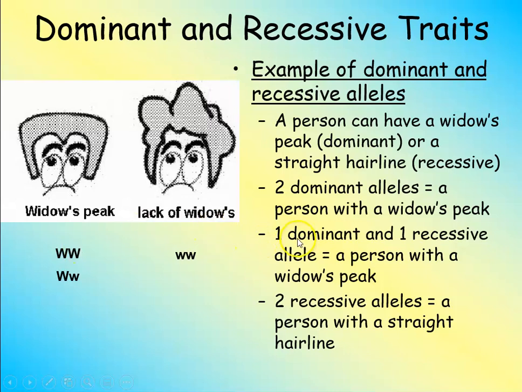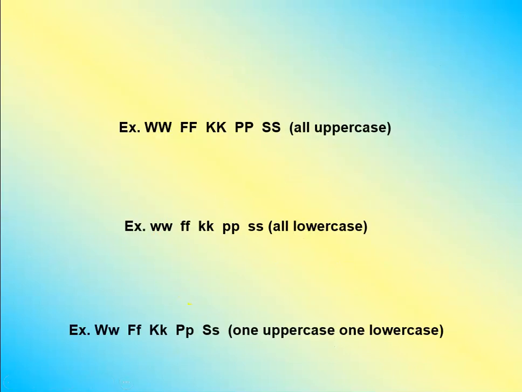If a person has 1 dominant and 1 recessive allele, the person will have a widow's peak because we have a dominant allele right here present, and that is overpowering that lowercase recessive allele. And a person that has a straight hairline is going to have 2 recessive alleles. So 2 lowercase w's. There's no capital letter, so in that case, the person is going to have a straight hairline.